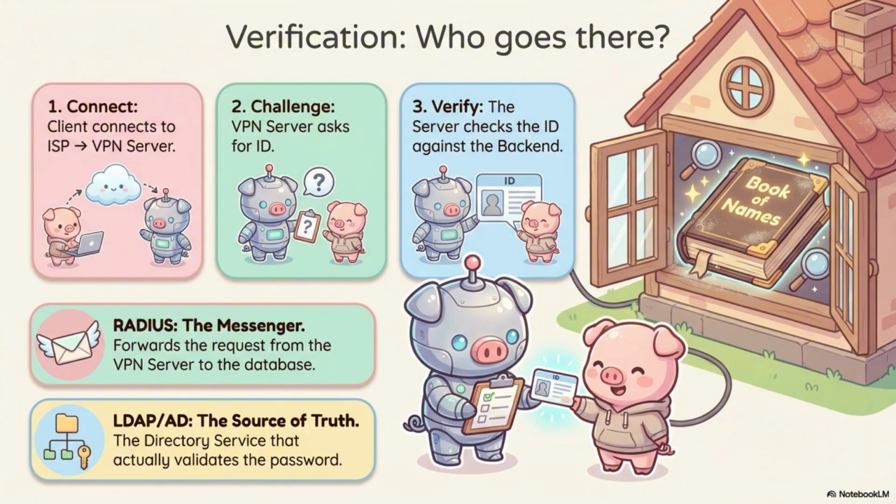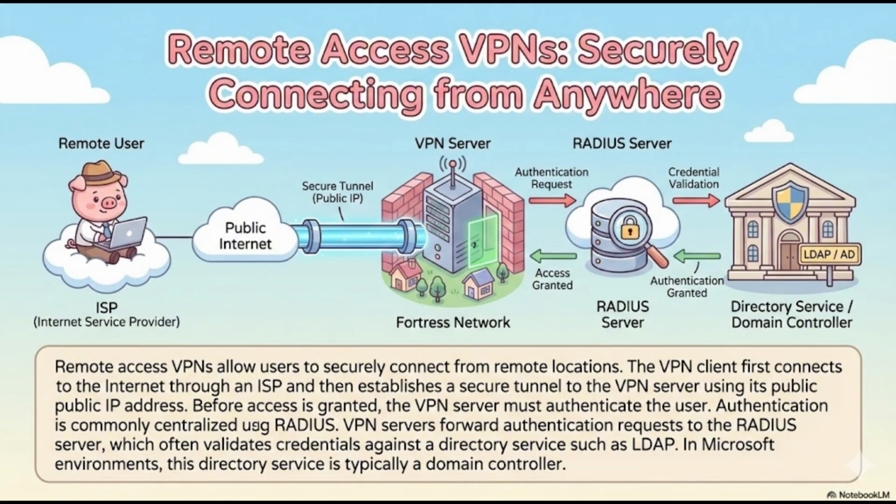Authentication is commonly centralized using Remote Authentication Dial-In User Service, or RADIUS. VPN servers forward authentication requests to the RADIUS server, which often validates credentials against a directory service, such as Lightweight Directory Access Protocol. In Microsoft environments, this directory service is typically a domain controller.